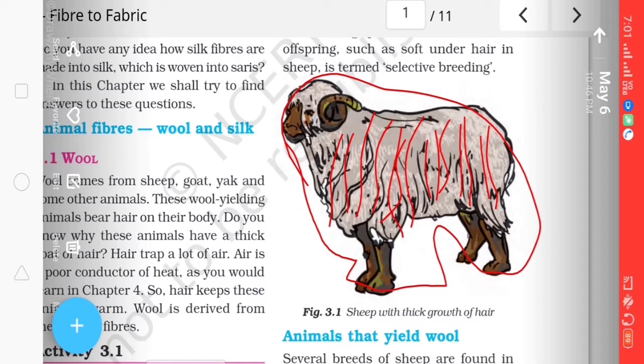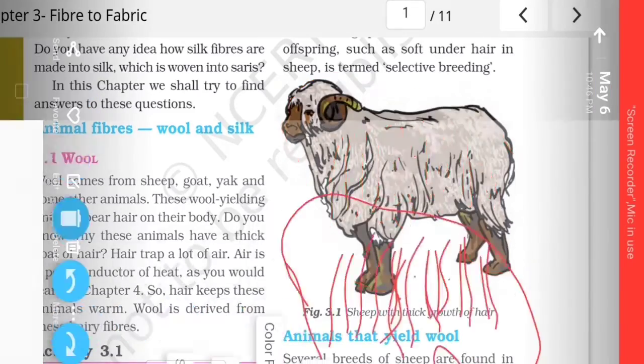The hairs which we can see here, which type of fiber is it? These are the coarse beard hair. And can we see the fine soft hair which is underneath? Can we see it? No, because it is covered by the coarse beard hair. So this sheep has two types of hair in its skin.